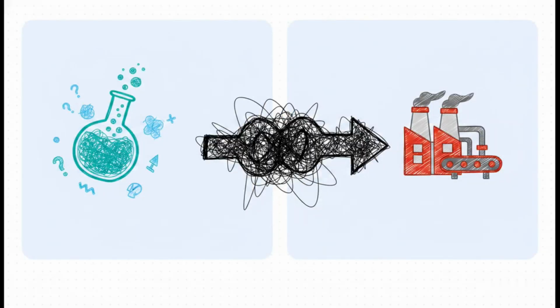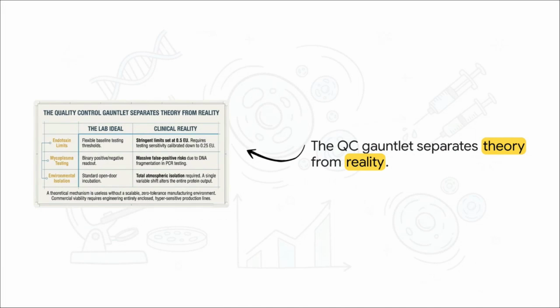But as any researcher will tell you, a beautiful theoretical mechanism on paper is completely useless without a rigid, zero-tolerance manufacturing environment to back it up. Making the jump from a flexible research lab to a clinical production line is honestly a nightmare of variables. We literally call this the quality control gauntlet.